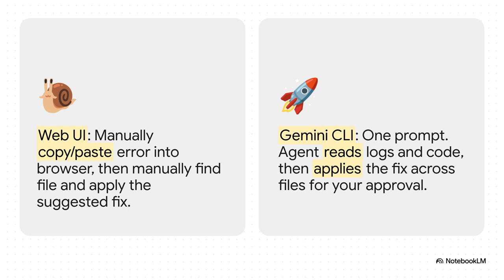The agent reads the log file, it cross-references the GitHub issue, it analyzes the source code, and then it just presents a fix for you to approve. All of that manual grunt work, it just evaporates.